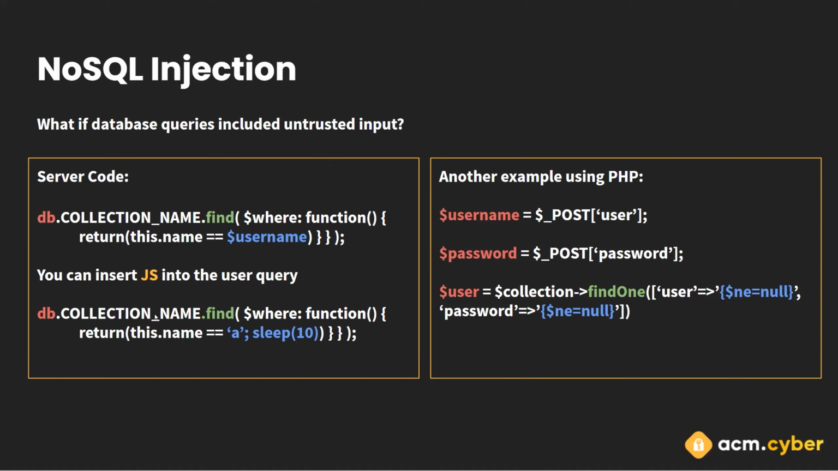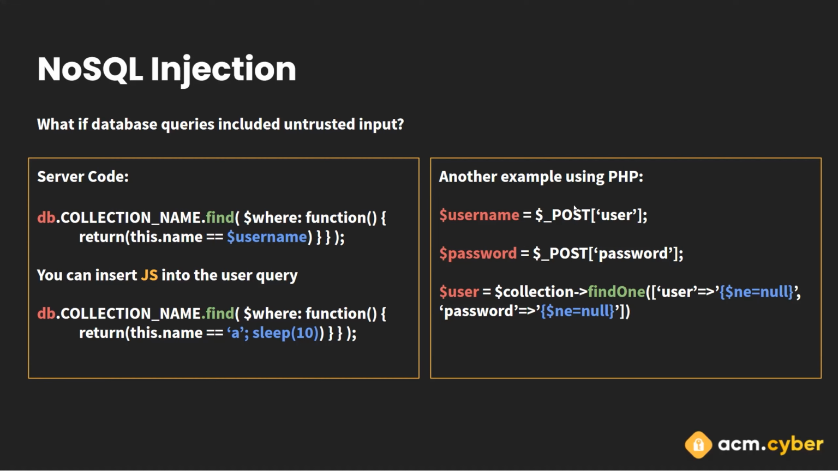We use db.collection.find where function equals return this.name equals a. So we just put quote a colon sleep. Because it's within the context of the where function, what will happen is that it will return a, or try to return a, but then it might execute sleep. Because it's interpreted as JavaScript, if you actually formed a more malicious attack, you could perform a denial of service.